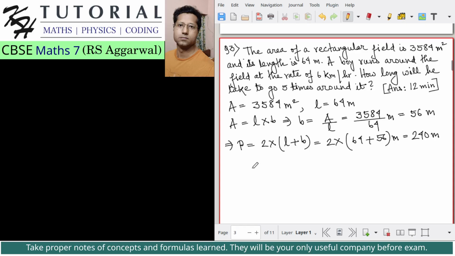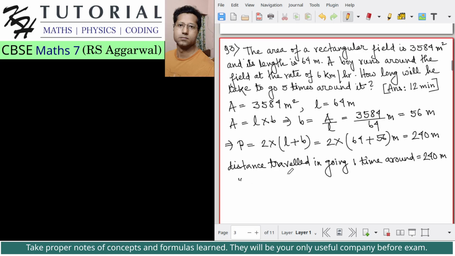Okay, so now the distance traveled in going one time around the field will be equal to 240 meter. Since one time around the field means you are basically traveling along the boundary of the rectangular field, which is the perimeter of the rectangular field.